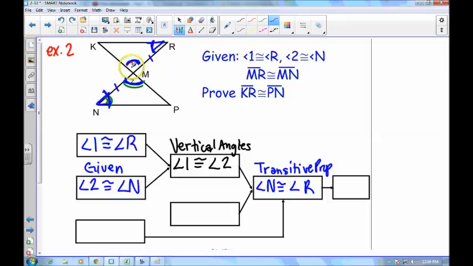Okay, there's actually one more piece of given information we never wrote down yet. Let's write that down. Segment MR is congruent to segment MN. Again, that was given. Actually, I'm going to put the transitive property right here just because of how they set it up.